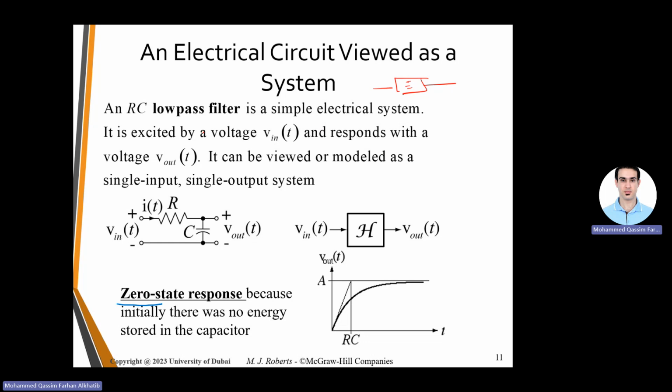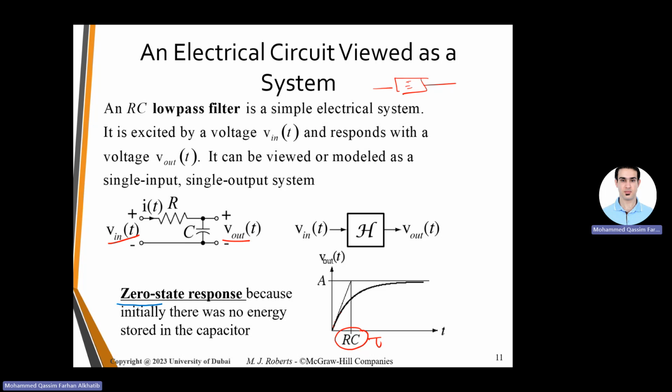So for example, you have an RC circuit that acts as a low pass filter that will pass only low frequencies. High frequencies will be eliminated. So it's a simple electrical system that is excited by a certain voltage Vin, and the response will be the output of the capacitor. It can be viewed or modeled as a single input, single output system. Here is your single input, and this is the single output. All right, and that's the behavior of the capacitor with respect to time. This value RC, I think in circuits you called it tau, which is the time constant.